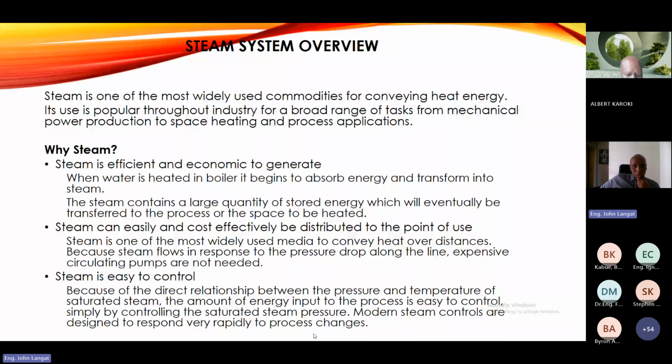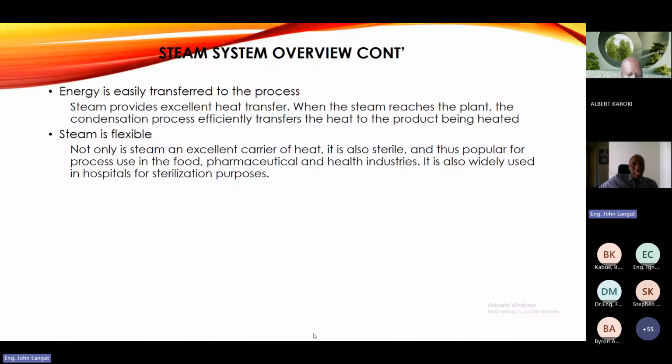Then steam is easy to control in the sense that the characteristics of steam is not like any other form of energy, like nuclear energy, where they have to be handled carefully. But you see, it can exist in a very inert state. Also, steam energy can easily be transferred to the process by use of radiators. Then steam is flexible in that it can nearly fit into any applications from processing food, pharmaceutical industries, health industries, and also it's used in hospitals for sterilization and for cooking.